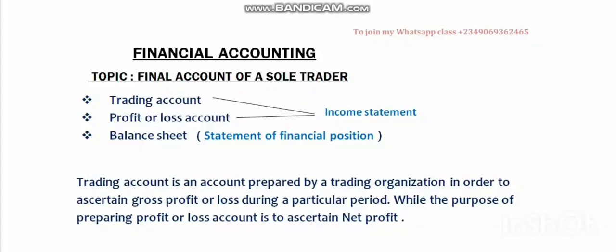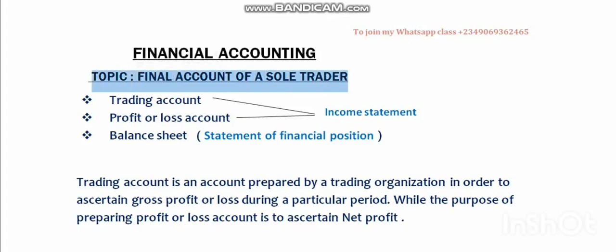Final account of a sole trader. So a sole trader is someone who has a business, finances the business, and runs the business by himself. He makes the profits alone. He makes decisions alone. So that is a sole trader. So today we are going to look at the final account of a sole trader.